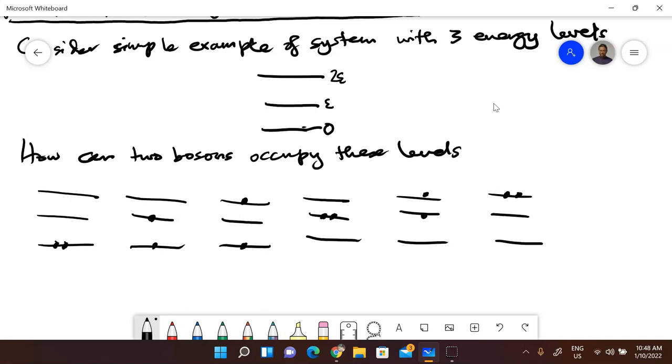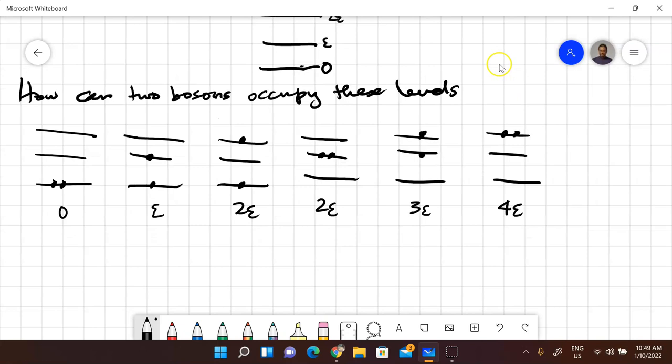And it can give you the energy state of this. This is going to be just simply zero, because both bosons are in the zero energy level. So here the energy will be epsilon, here the energy will be 2 epsilon, here two bosons occupying the epsilon energy level will also give you 2 epsilon, and then this one would be epsilon plus 2 epsilon, which is 3 epsilon, and finally this is 4 epsilon. So this is the energy.